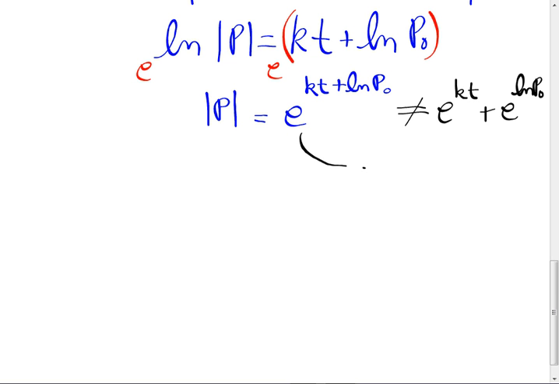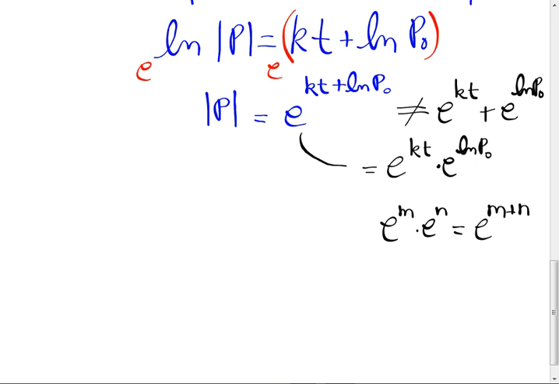This is equal to e to the kt times e to the natural log of the initial population. I'm just going to take a second for you to think about that. Because if you have e to the m times e to the n, and we're going to do a lot of this in BC, which is why I think the BC Calc students do better on this problem. It's equal to e to the what? If you have the same base, what do you do to exponents? Remember, that's just 3. It's 2.7. But think of it as 3. You add the exponents.